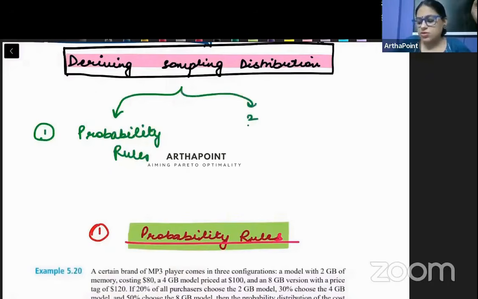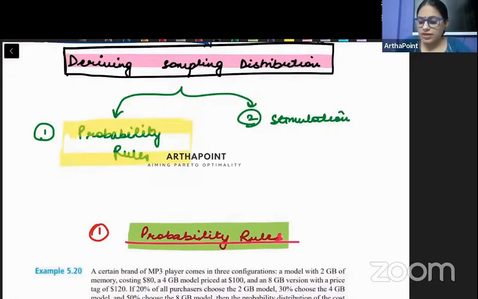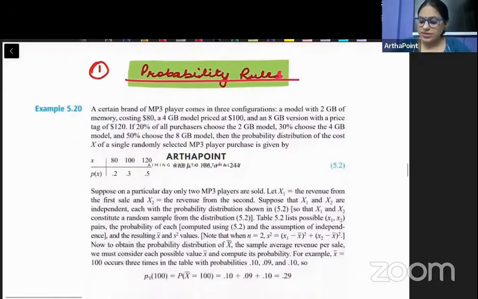And the second one is known as the process of simulation. Right, beta? So there are two ways in which we can derive the sampling distribution. The first one is known as probability rules, and the second one that we have is known as simulation. Okay, let us talk about the example first.